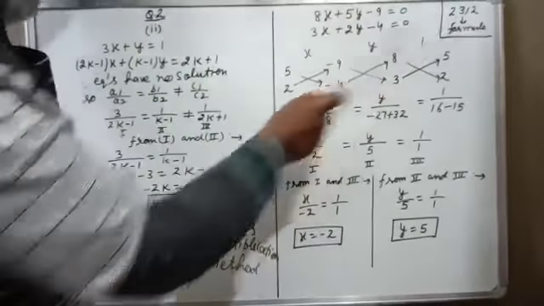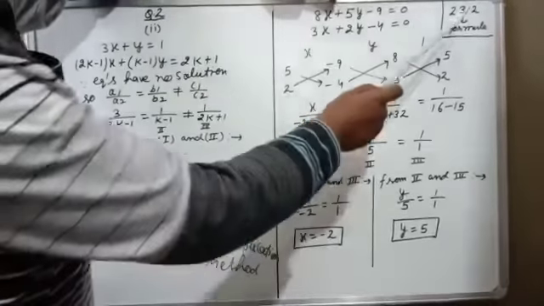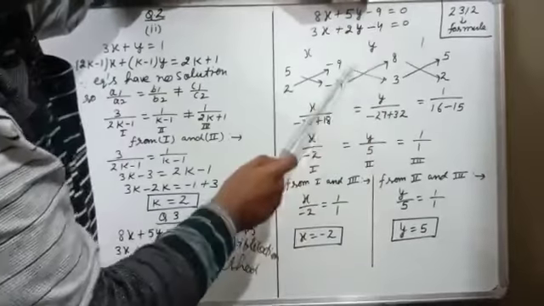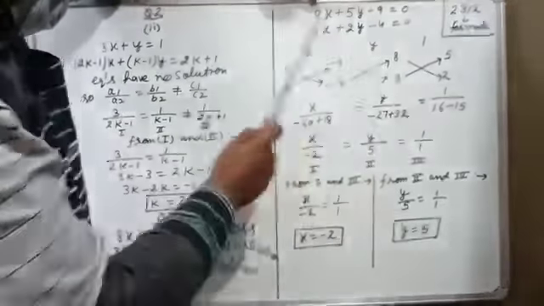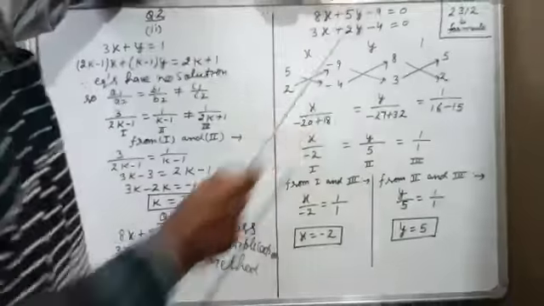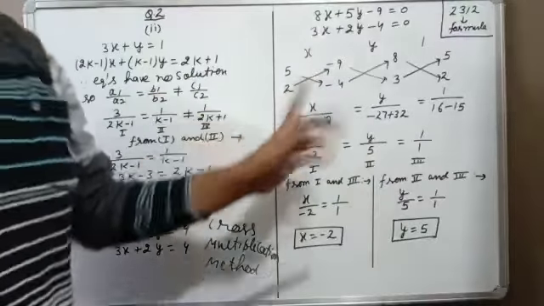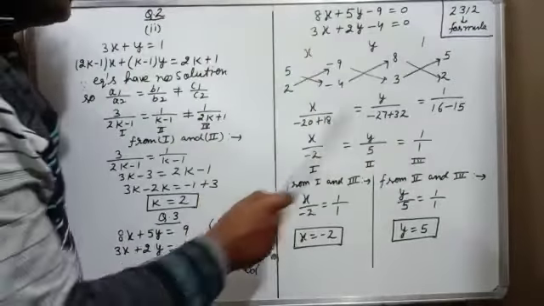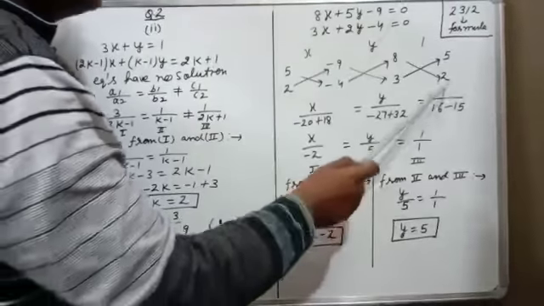First we write the second values, so 5 and 2 we will write here. Then the third values, minus 9 and minus 4, we will write here. Then the first values, 8 and 3, we will write here, then the second values, 5 and 2, we will write here, and then we apply this sign of cross multiply. Then x upon equals y upon equals 1 upon.